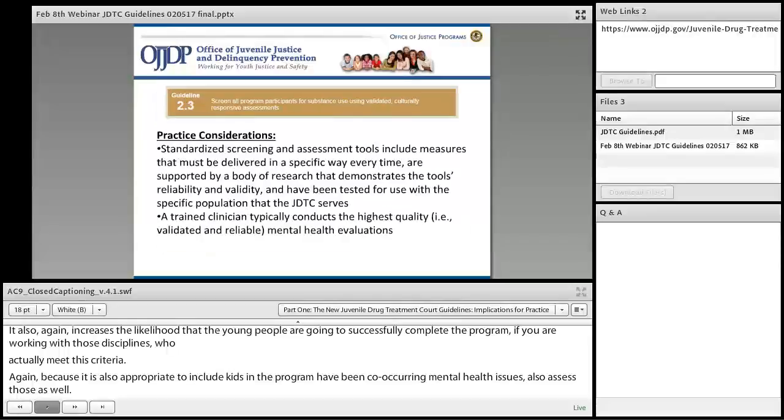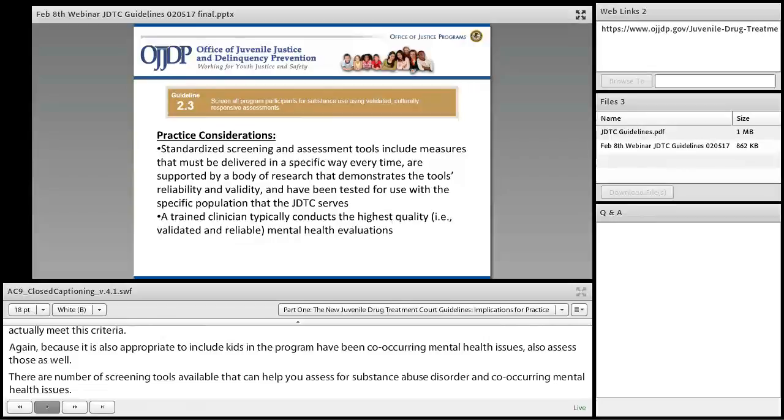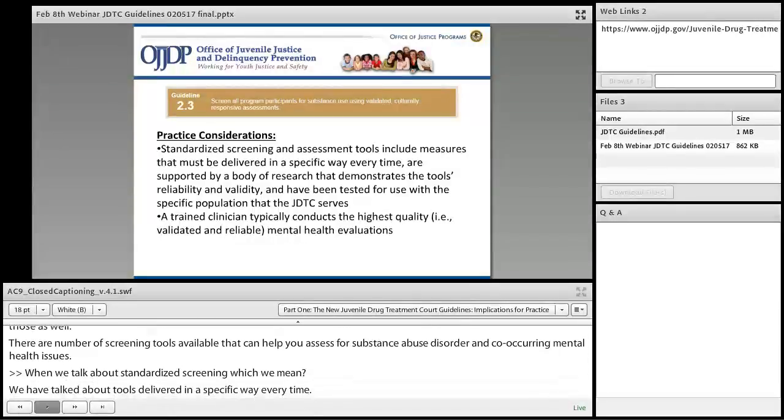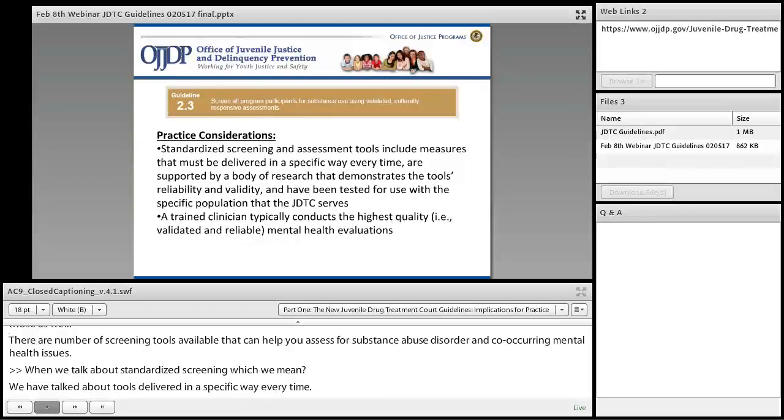So when we're talking about standardized screening and assessment, what do we mean? We're talking about tools that are delivered in a specific way every time and are supported by a body of research that demonstrates their reliability and validity. The next part of this is critically important, and that is that they've been tested for use with the specific population that the Juvenile Drug Treatment Court serves.